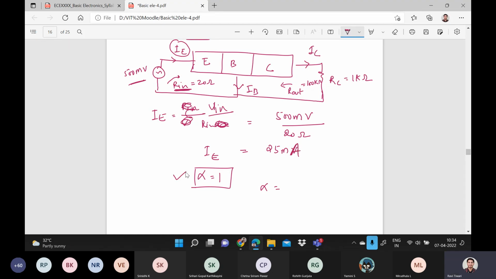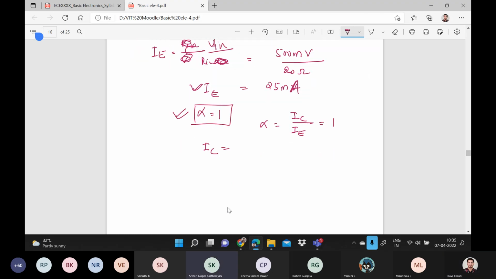They said that alpha is equals to 1, right? So what is the formula for this one? Output by input, and it is equals to 1. And we know the value of IE. So can you tell me the value of IC? 25 milliamperes. It will be the same as that of IE. So now we have IE, we have IC.